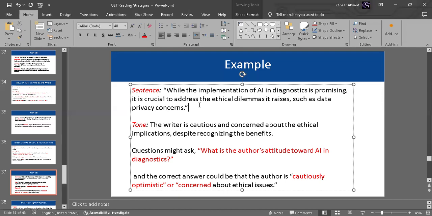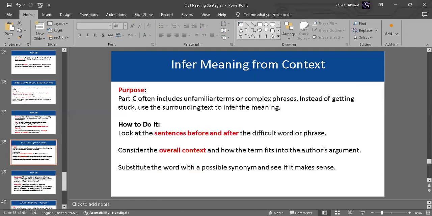So the correct answer could be something that is related to the author's concern. It can be cautiously optimistic, concerned. These types of words should be there in the options given. Okay, A, B, C, or D.